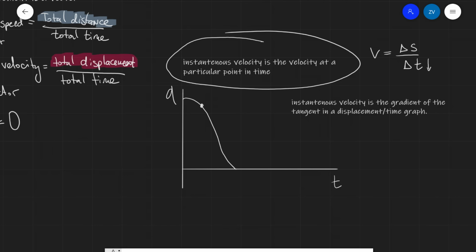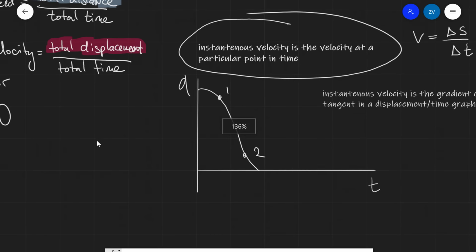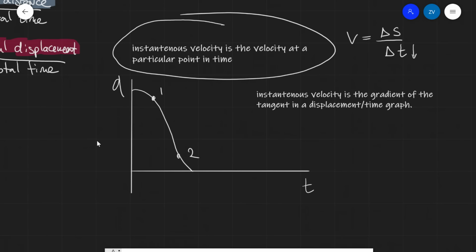If we have a graph though, and let's say that the graph did not have a constant gradient. So you can see that this graph here is varying, and let's say that the speed at point 1 will actually be different than the speed at point 2. So if that's the case, we can find the instantaneous velocity by drawing the tangent. So this is really important. It's quite often a past paper question, so let me just put that in a box. Instantaneous velocity is the gradient of the tangent in a displacement time graph.